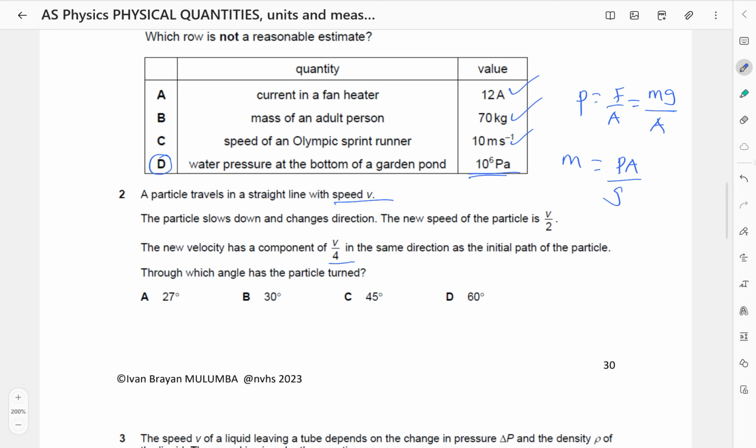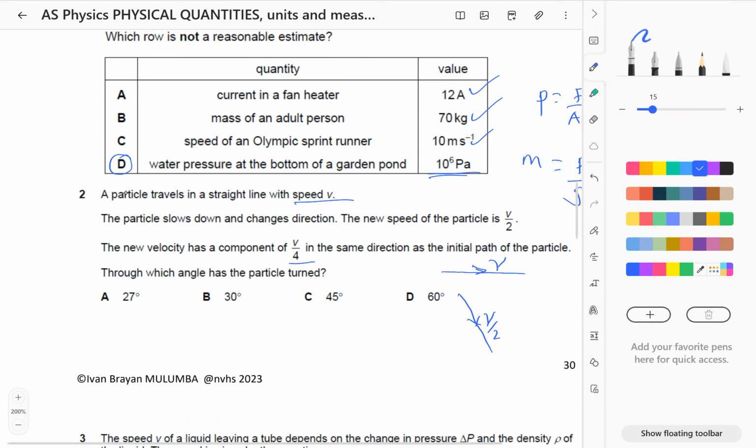So let's say initially it travels in a straight line with the speed v. And then the particle slows down and changes direction. Let's say it has changed direction and is moving in this direction with a speed of v over 2. The new speed of the particle is v over 2. The new velocity has a component of v over 4 in the same direction as the initial.